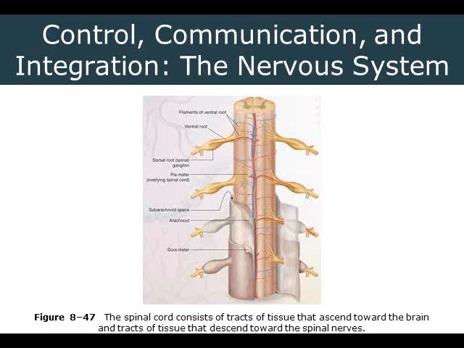The spinal cord has a very specific set of tracts and tissues that ascend toward the brain, and tracts and tissues that descend toward the spinal nerves. So some goes up and some goes down. We can see examples of the nerve roots as they come off of the spinal cord. Remember, these typically come out in the spaces between the vertebrae.